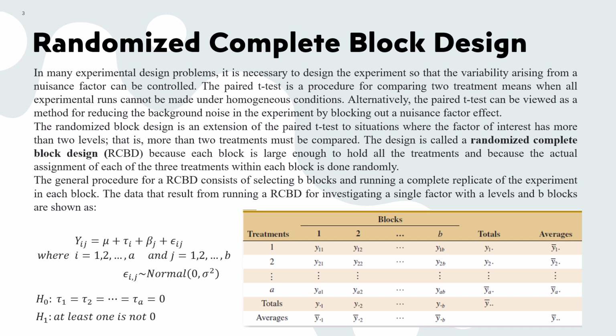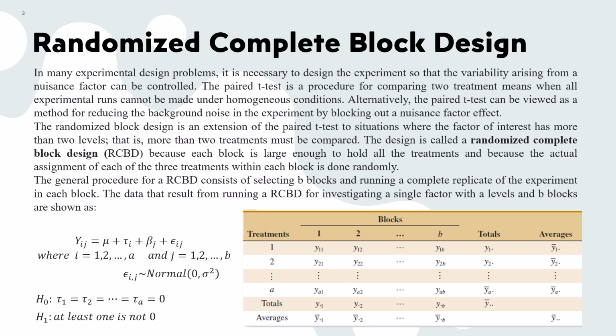Randomized complete block design, in short RCBD, is a powerful experimental design used to control variability from nuisance factors. In many experiments, external conditions or variables that are not of direct interest, called nuisance factors, can introduce unwanted noise into the results. If these effects are not addressed, they can mask the true differences between treatments. RCBD helps reduce this noise by grouping experimental units into blocks that are similar with respect to the nuisance factor, allowing for clearer comparison of treatment effects.